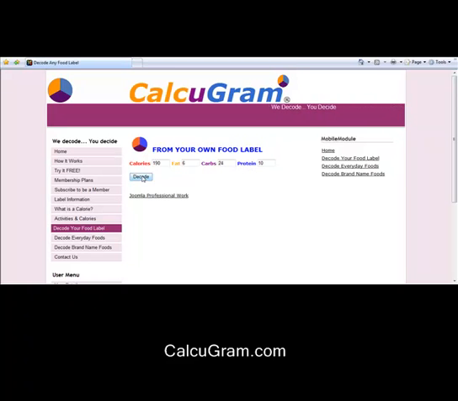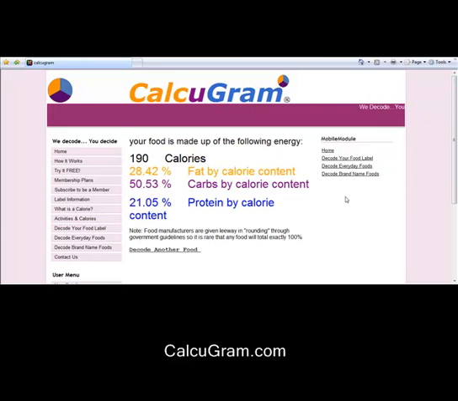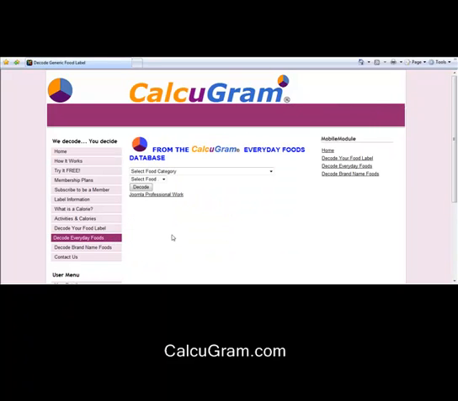So we click Decode, and we'll try to find out if this is where we want to go. That's how it works. It's that simple. You fill in your calories, the grams, and you click Decode, and you've got your answer. Okay, that's Decode Your Food Label. Next is Decode Everyday Foods. I'm going to click on that.